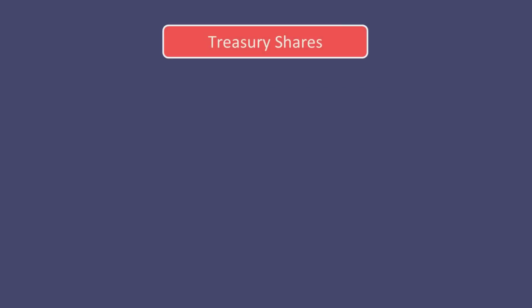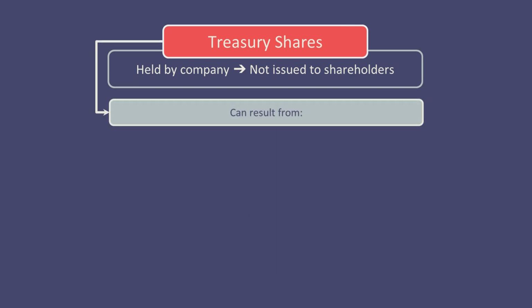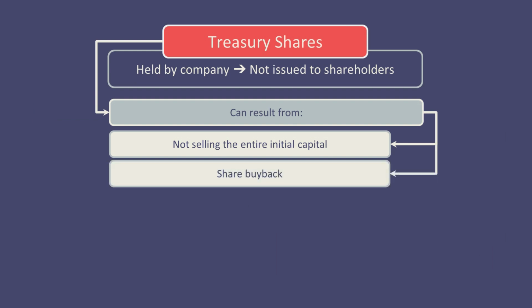Now, let's examine Treasury shares. These are the shares that a company has, but have not been issued to outsiders. The company may have them because they didn't sell all of its issued share capital, or they may have bought back shares in a buyback.